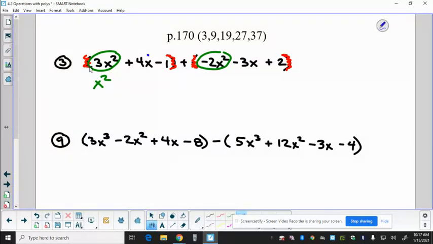Okay, how about the x terms? 4 minus 3, that's 1x. Then we see we've got a couple numbers left, negative 1 and 2. That's 1. There you go. There's your first answer. Let's drop down to number 9.